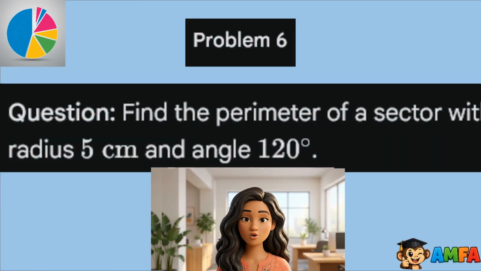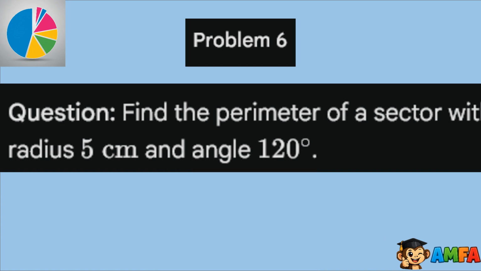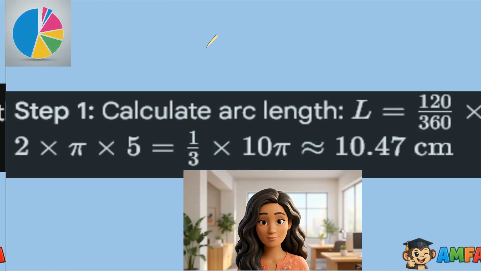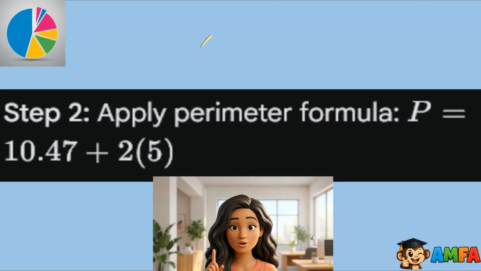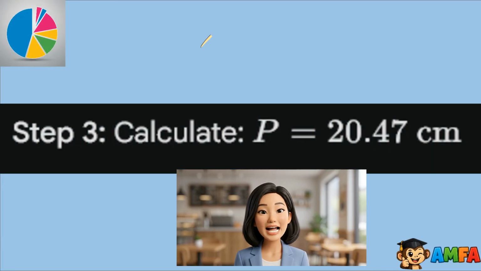Find the perimeter of a sector with radius 5 centimeters and angle 120 degrees. Step 1. Calculate the arc length L equals 120/360 times 2 times pi times 5 equals 1/3 times 10 pi equals 10.47 centimeters. Step 2. Apply perimeter formula P equals 10.47 plus 2 times the radius. By calculation, we get P equals 20.47 centimeters.